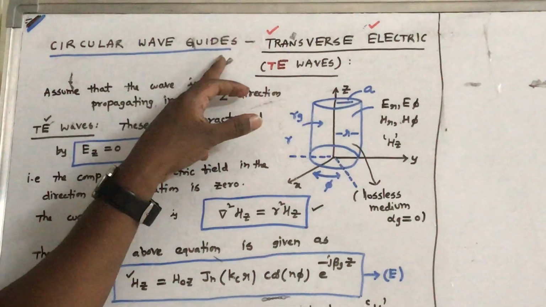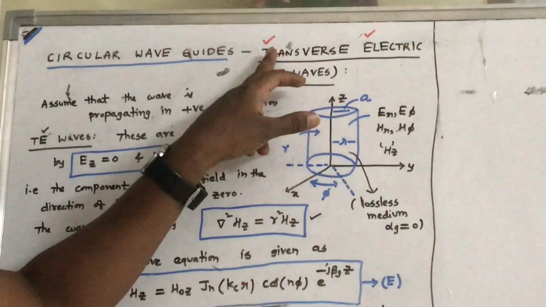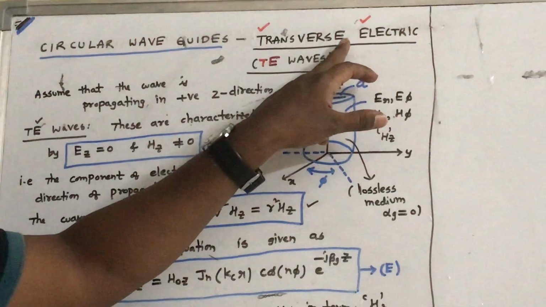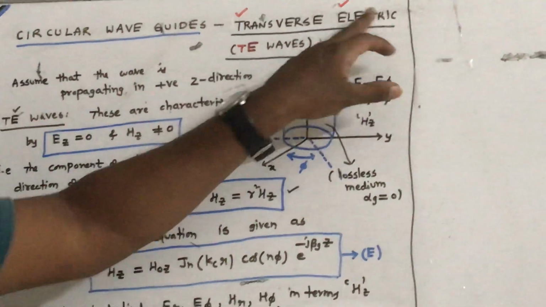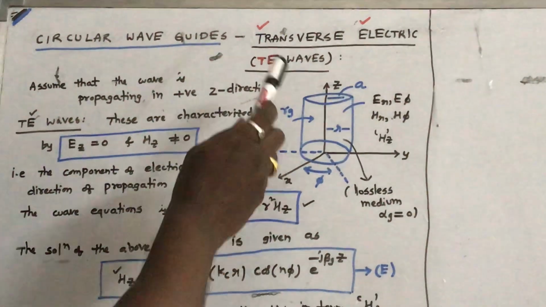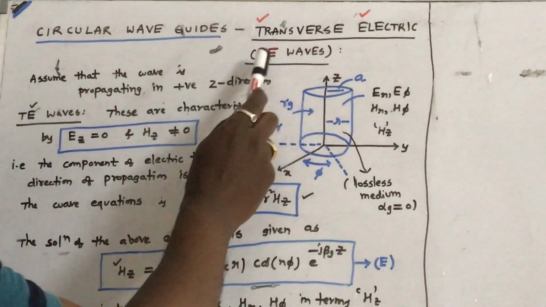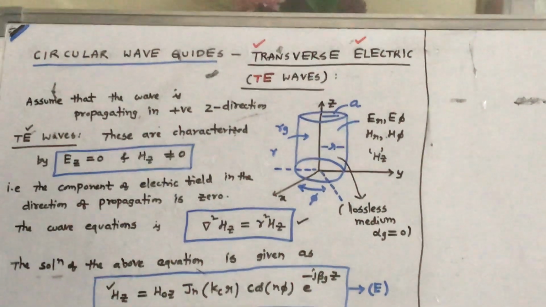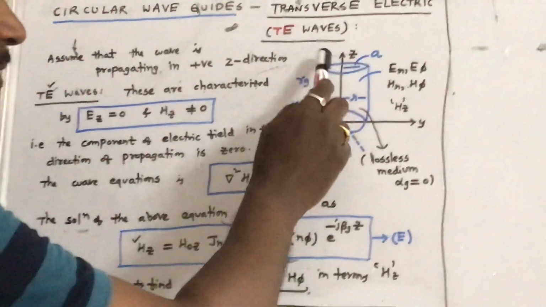So we are discussing circular waveguides. In the previous class, we derived the field expressions for transverse electric waves. In short, it is called TE waves. TE stands for transverse electric waves. So we have seen this circular waveguide.